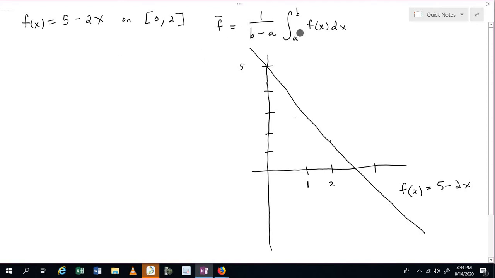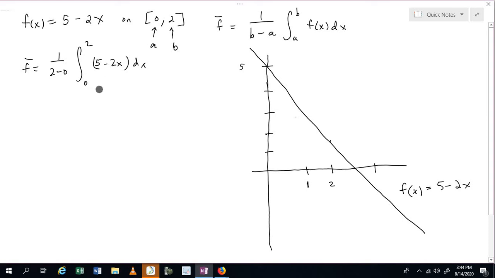We're going to do that by using this little formula. Notice here a is the number that you start off with on your closed interval, and b is where it stops. So a is 0 and b is 2. So this is going to be 1 over 2 minus 0 times the definite integral from 0 to 2 of this function. Okay, so let's find this definite integral.